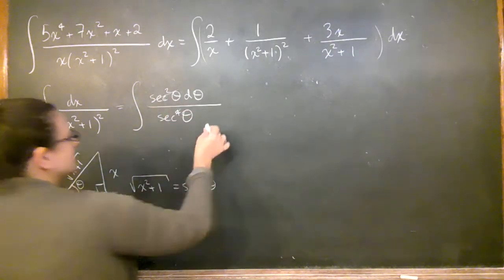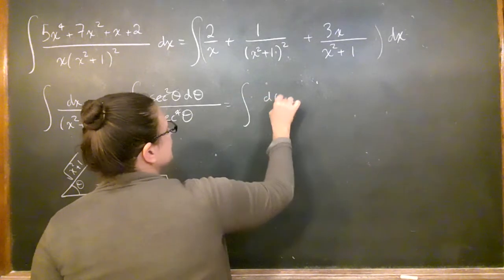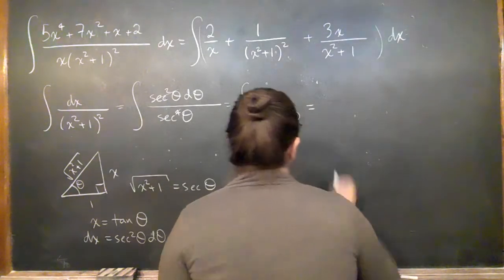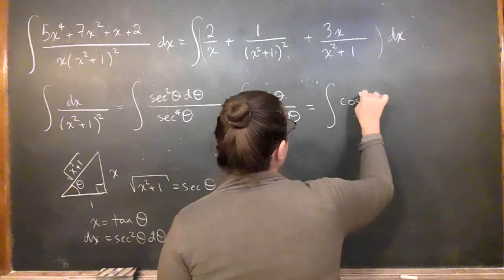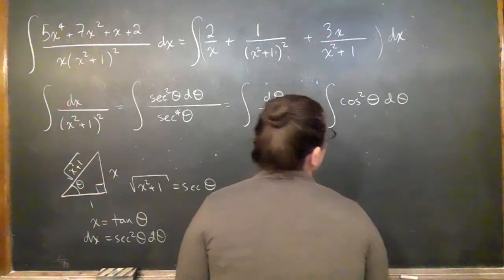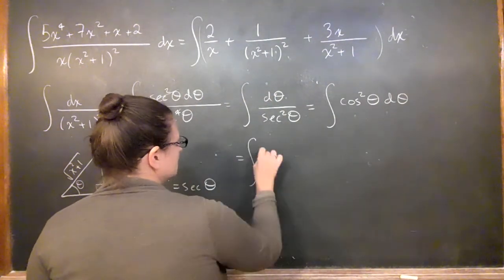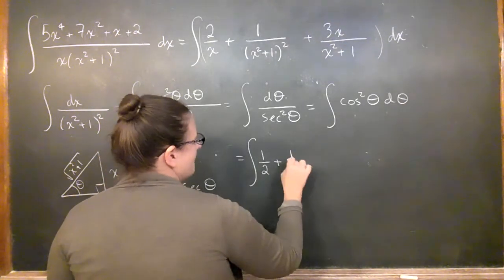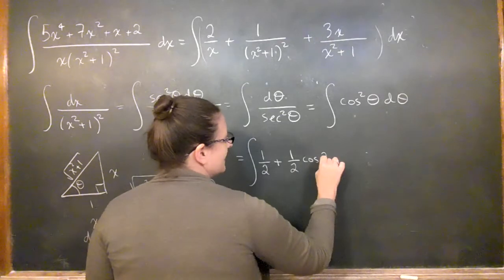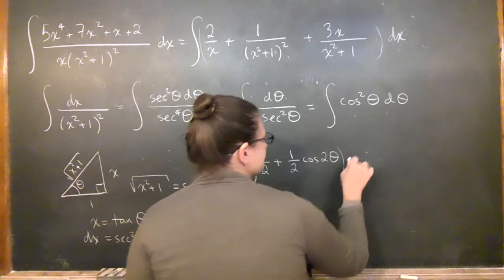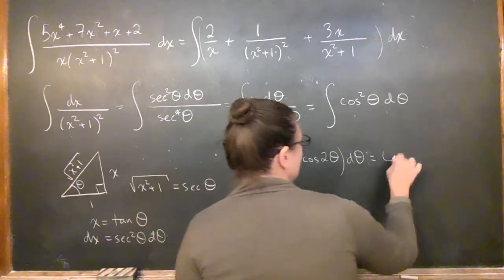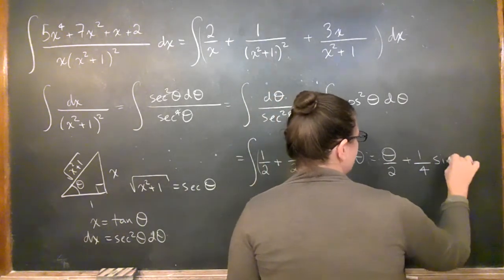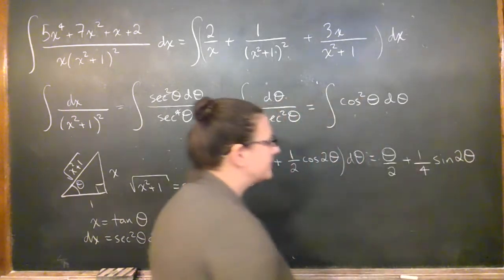And okay, so that's not so bad, right? Because this is d theta over secant squared theta. So that's really cosine squared. And we know how to do cosine squared. That's just half angle. So I've got 1/2 plus 1/2 cosine 2 theta. So then that becomes theta over 2 plus 1/4 sine 2 theta, right?